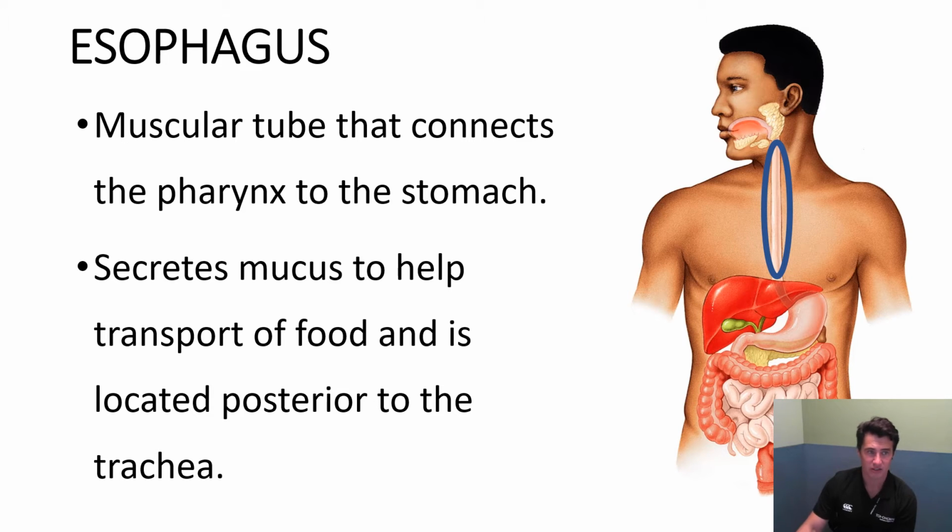The esophagus is a muscular tube that connects the pharynx to the stomach, secretes mucus to help transport food, and is located posterior to the trachea. So remember, posterior describes position that's further towards the back. Your trachea, which is your breathing pipe, is in front or anterior to your esophagus.